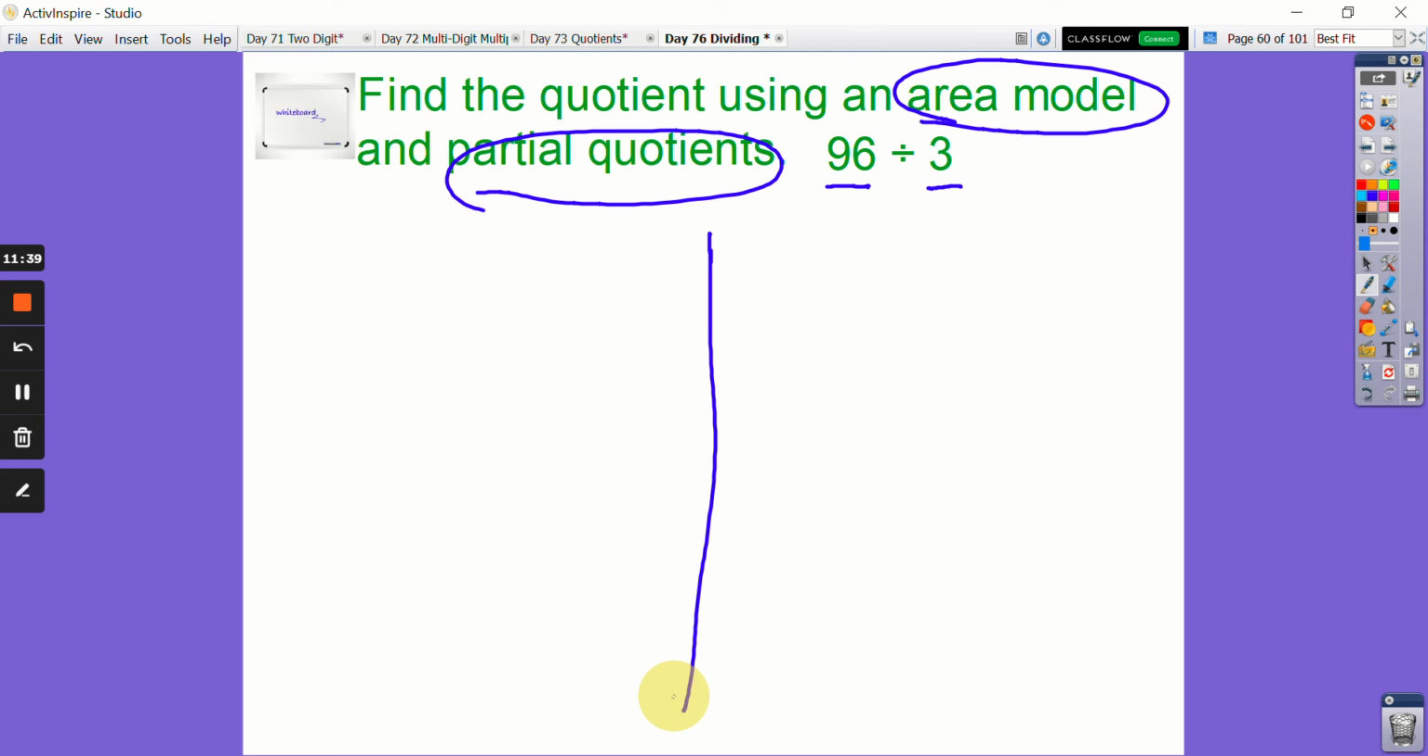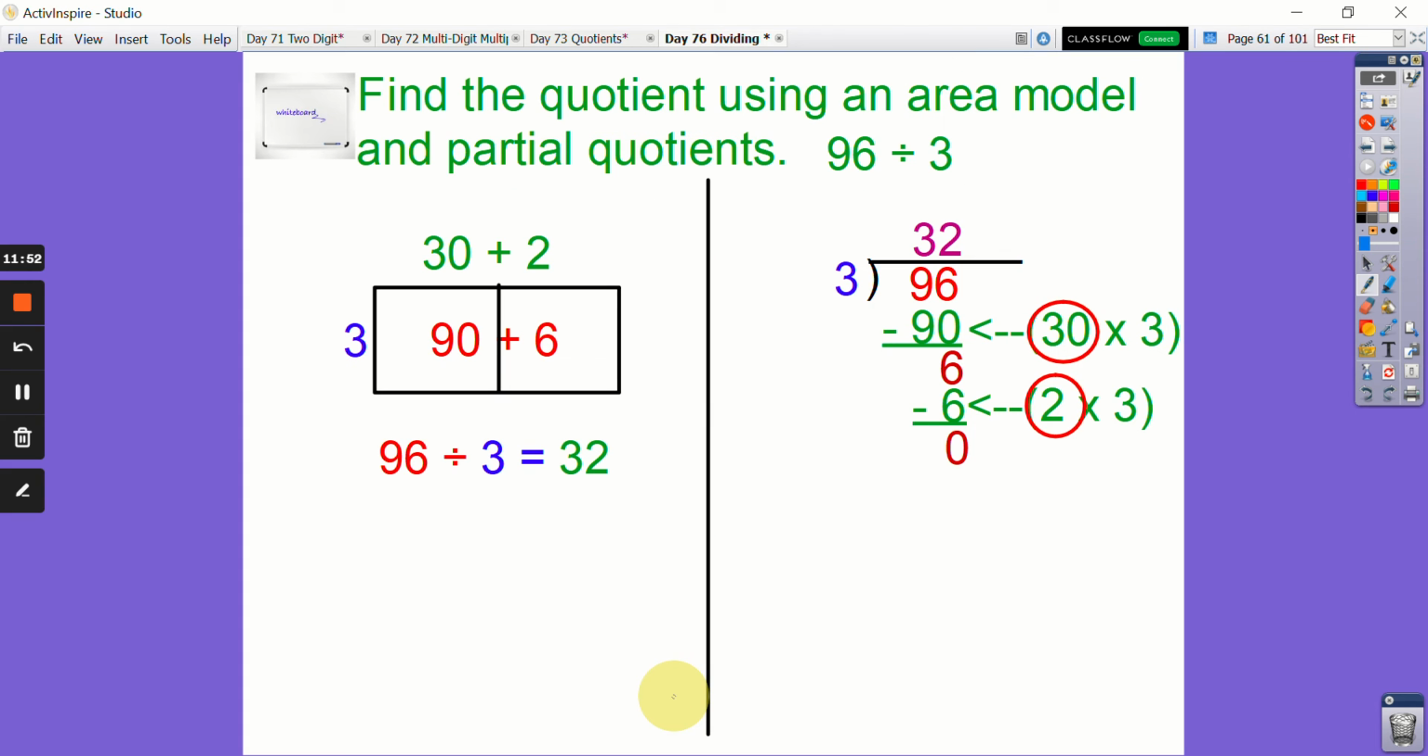All right, you guys are back. That's a little bit of work. Hopefully you have all of your area model filled out. And then on your partial quotients, I really want to make sure that you have your parentheses. Those parentheses are very important. So let's take a look.